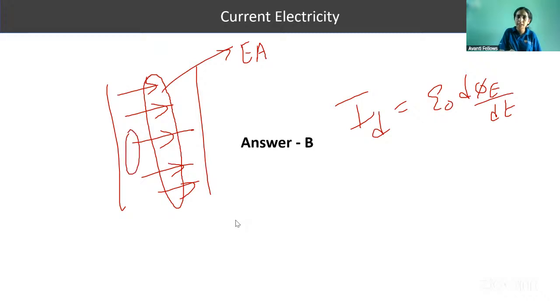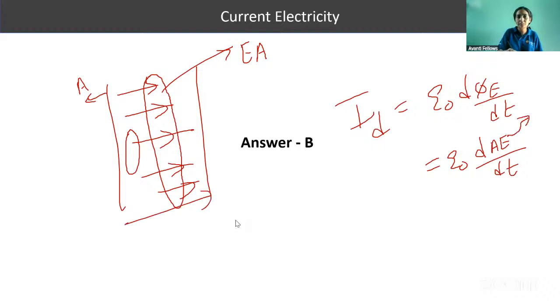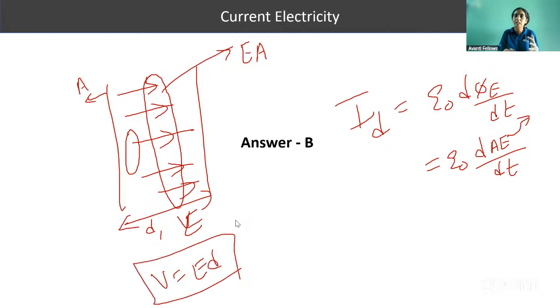Again, you can take flux for even a small area, but it is wise here to take the area as big as the plate of the capacitor, because then you already know the area. If the area of the plate is given as A, then through A you can calculate flux. That is why here you can write epsilon naught d A into E by dt. So if the question is asked about voltage, then try to convert electric field into voltage. If this distance is d and potential difference is V, or electric field is E, then V can be written as ED. So you can interchange things and write accordingly, whatever is asked in the question.